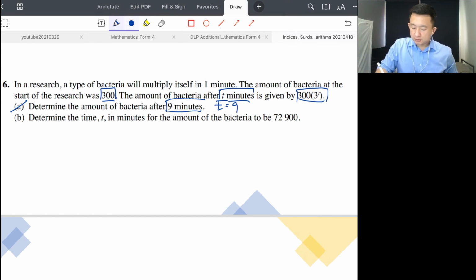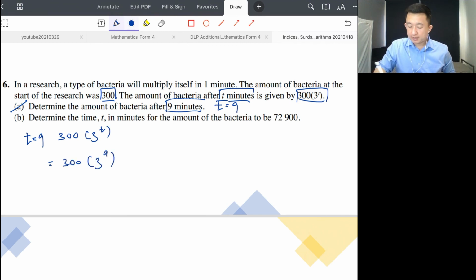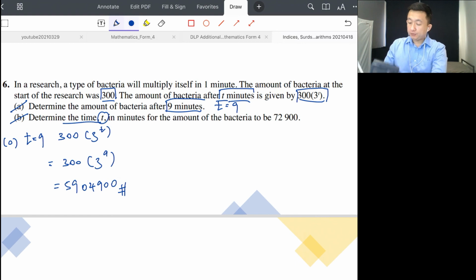So you put t equals to 9, 300 multiplied by 3 power 9. You put in 3 power 9, and then you just have to get this in your calculator. This is the amount of bacteria after 9 minutes. This is A. We look at B. You have to find the t. Okay, t is unknown. When you have amount of bacteria to be 72900.